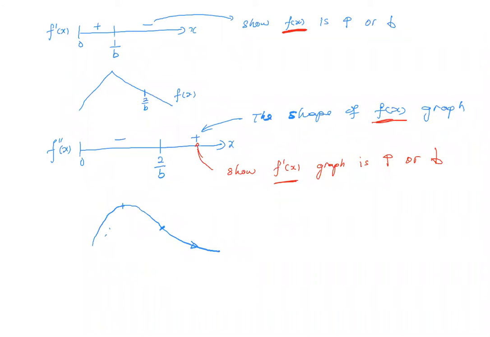So you have to know. So the graph will look like this, but it will never become 0. So this is 1 over b, and this is 2 over b. This is a graph that we sketched yesterday.